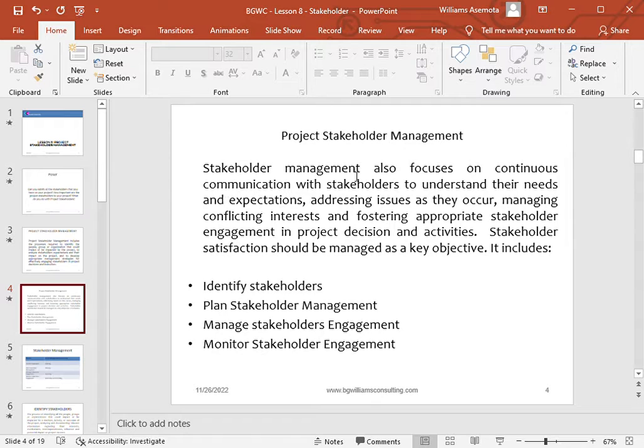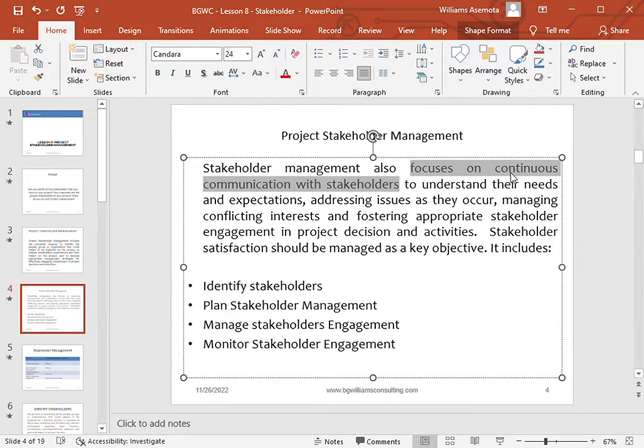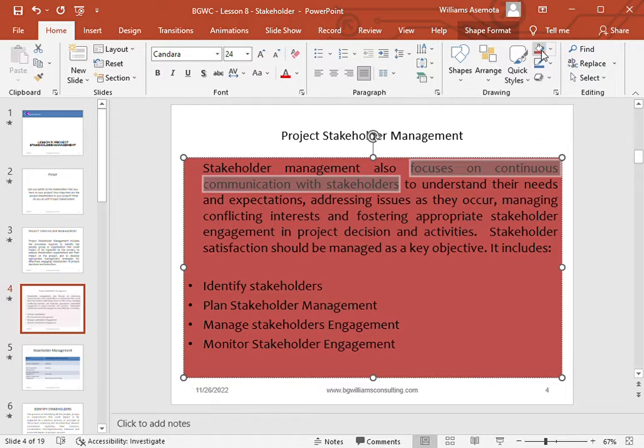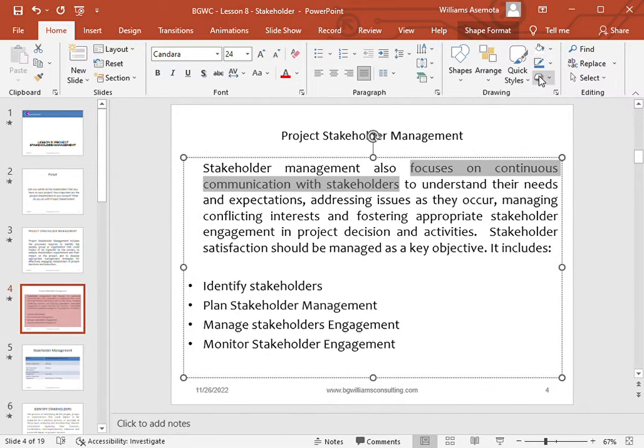So you can see on the screen, we said that stakeholder management focuses on continuous communication with what? Stakeholders. So if it's focused on continuous communication with stakeholders, then what is the purpose of that communication? What do we want to achieve by that communication? What are we looking at by that communication? That is exactly what we are discussing.